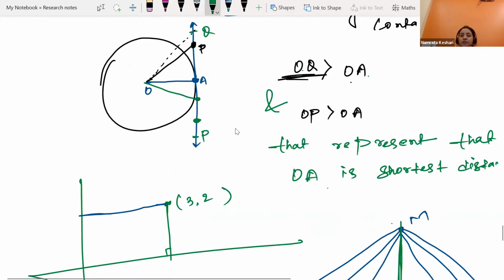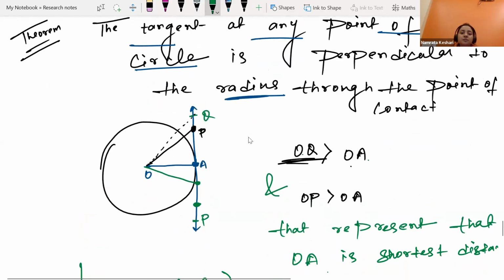Joining O and a point on the line, hence OA must be perpendicular to this line PQ. Is it crystal clear to all of you? Yes.